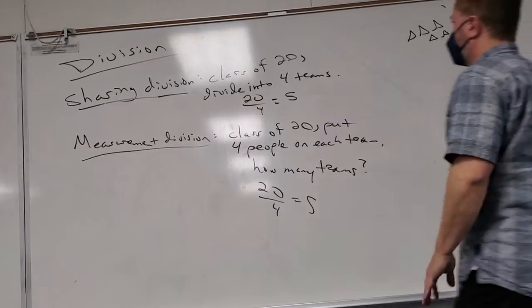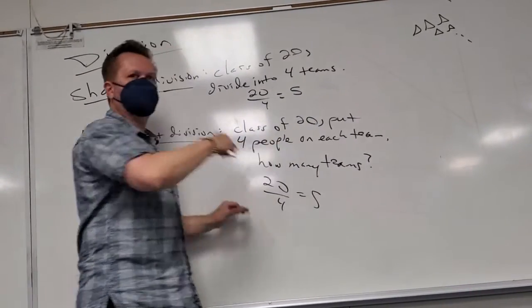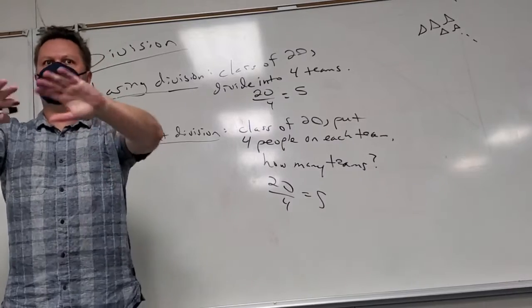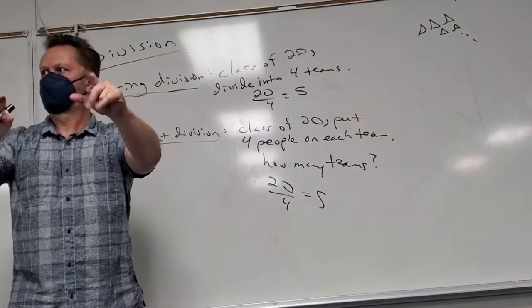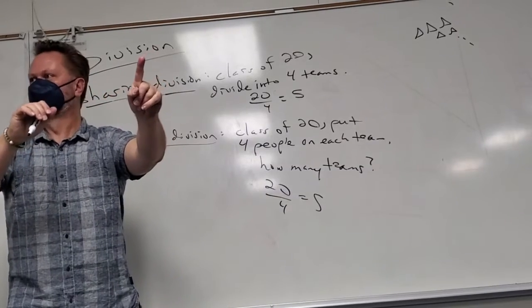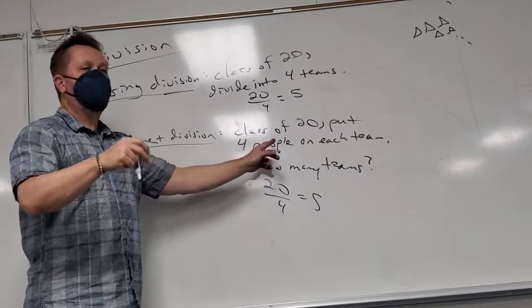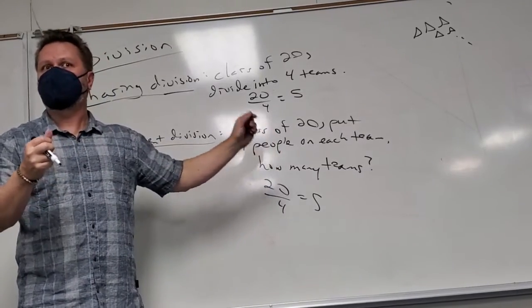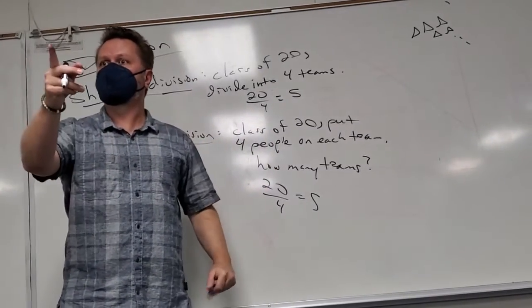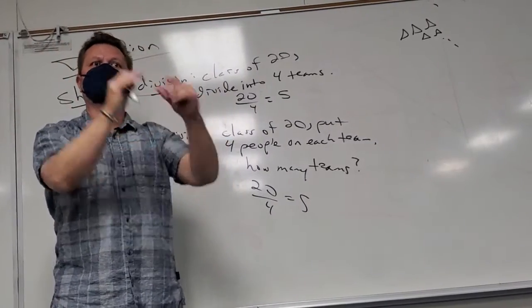And then this one, class of 20, put 4 people on each team. What would you do physically then? I don't know how many teams now, do I? I know I've got 4 people, so what would you do? I would group 4 to every. Yes, then you would take 4, there's a team.